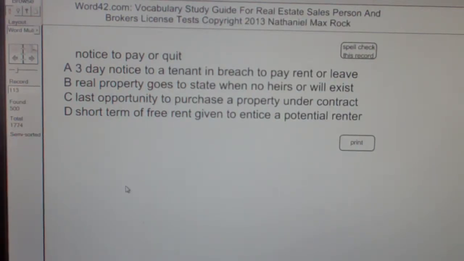The correct answer choice in this case, from what we've been given, the notice to pay or quit, is A. 3-day notice to a tenant in breach to pay rent or leave.